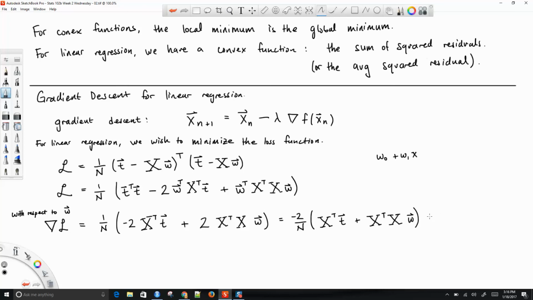Or if I just factor out a positive 2, then they switch around, and we would get X transpose X W minus X transpose T. So however we want to do this, okay? But we can probably just take a look at this. All right, so here's our gradient. This is the gradient of our loss function with respect to W.